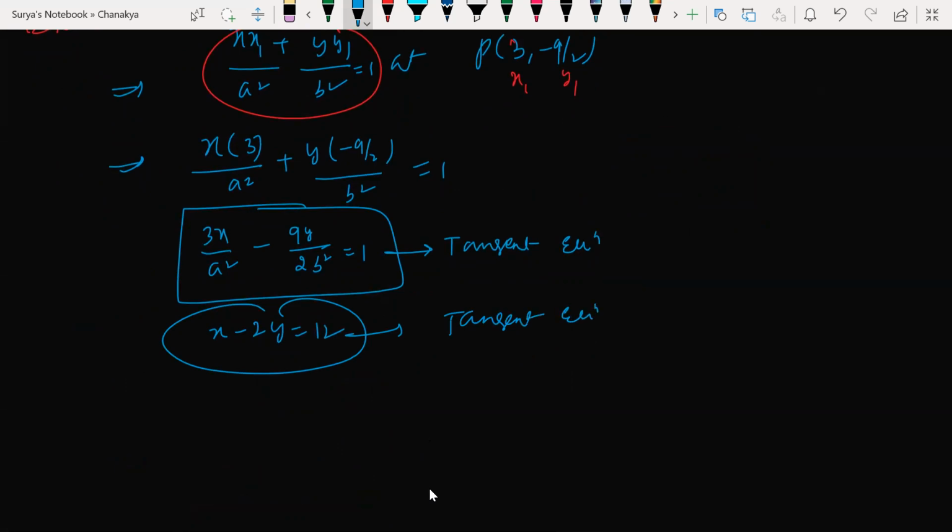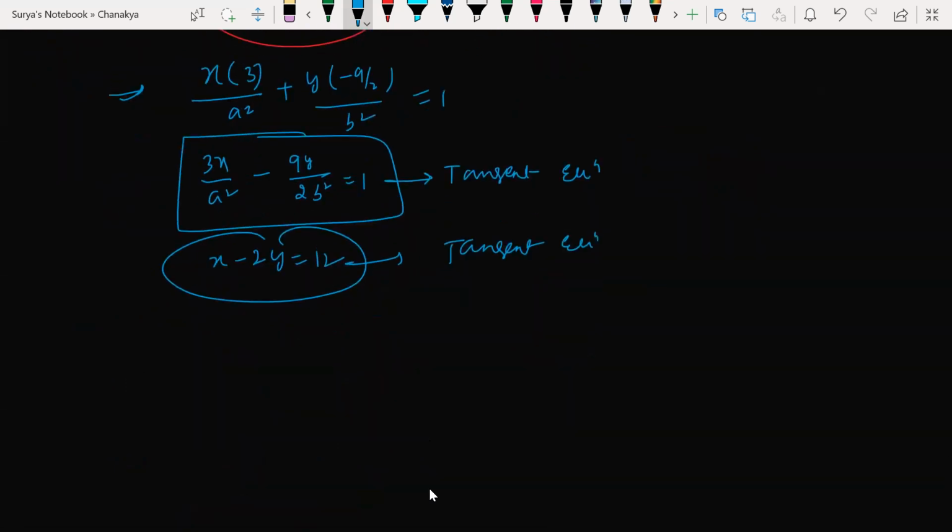Both are tangent equations, so can I compare their coefficients? Look how simple it is. Yes or no? Both tangent equations. So look, 3 by a square is equal to what here? 1, and minus 9 by 2b square is equal to minus 2. Correct? So what will the a square value be here? a square is equal to 3, finished. b square, minus minus will get cancelled.